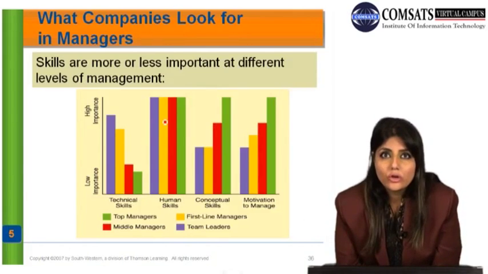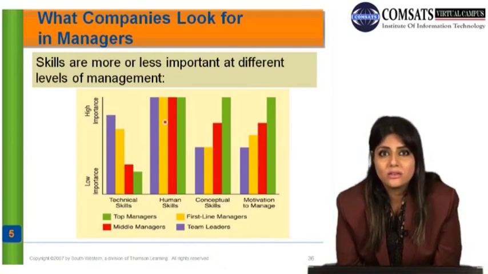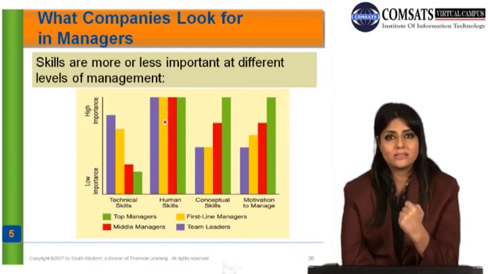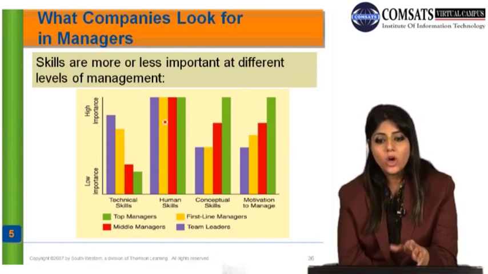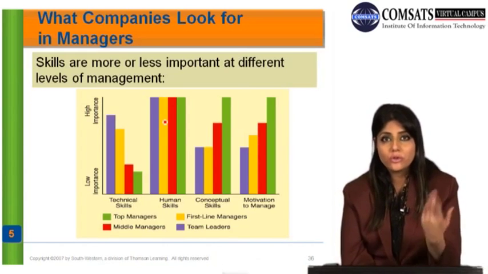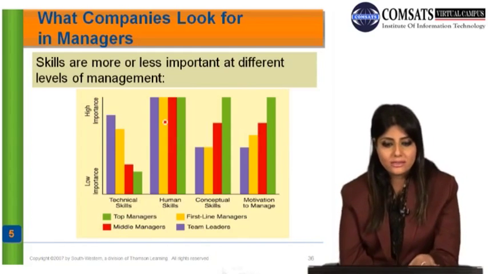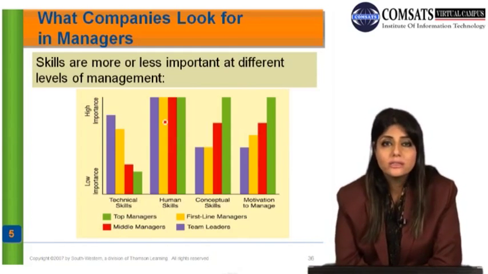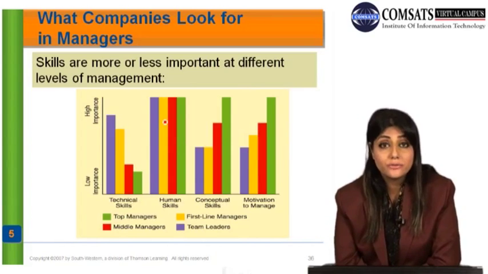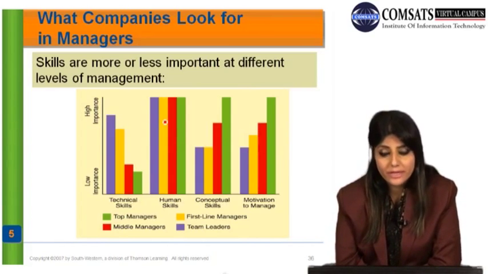We see what companies look for. Companies, of course, do not look for managers who have unidimensional skills, or a manager who has only one of these skills. They need a good blend of all these skills in a manager. So an effective manager would be one who possesses some of all these skills. But at the different levels of managers, different skills can be critical.